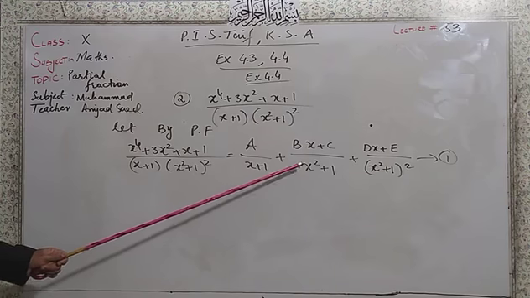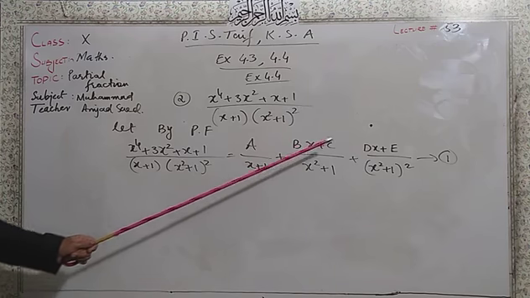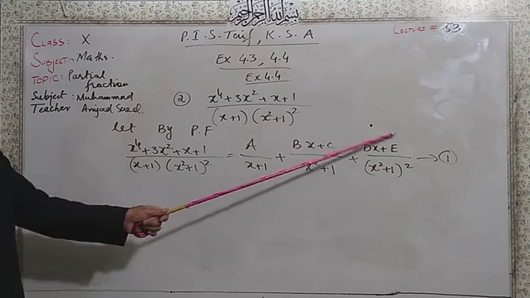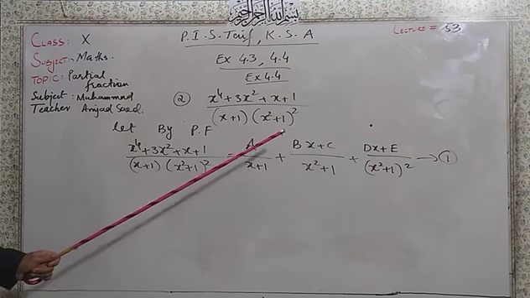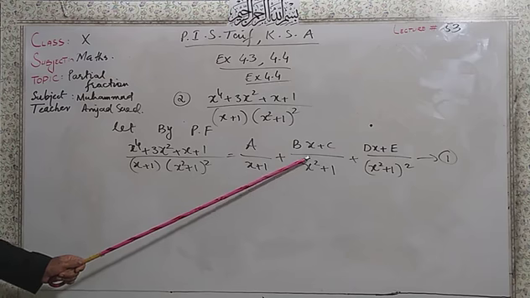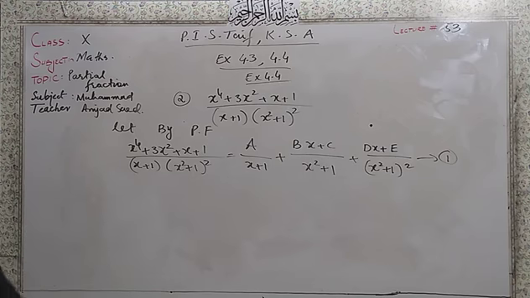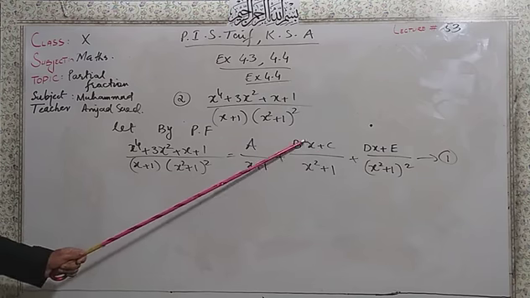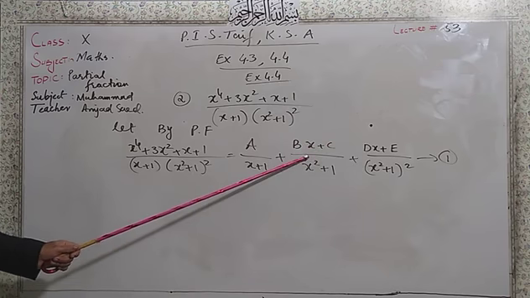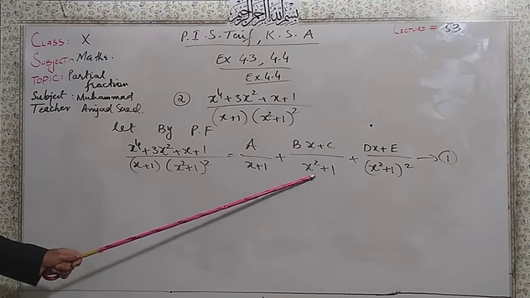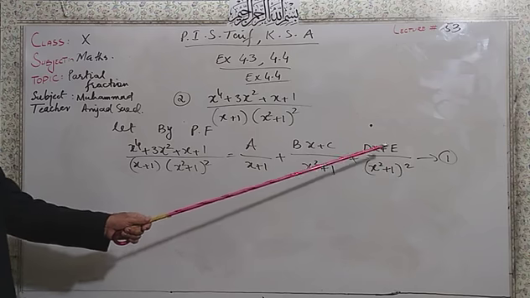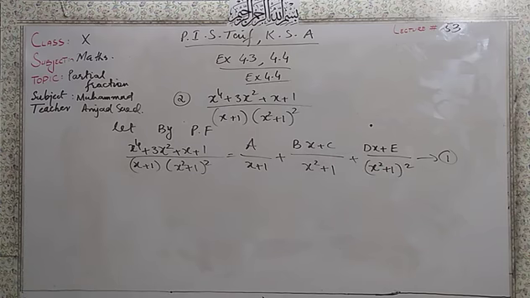In the first power we have two constants and in the second power we again have two constants. The number of constants will be equal to the degree of the denominator. Here x squared plus 1, so we have already two constants. And for this power we have the other two constants.